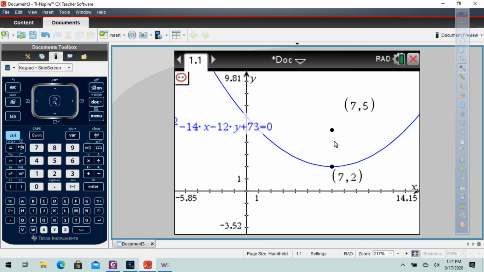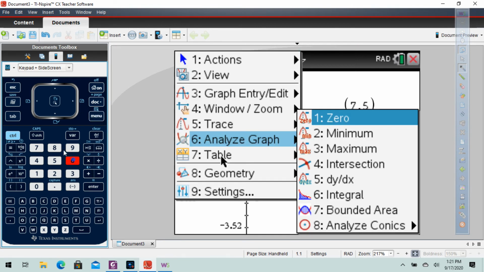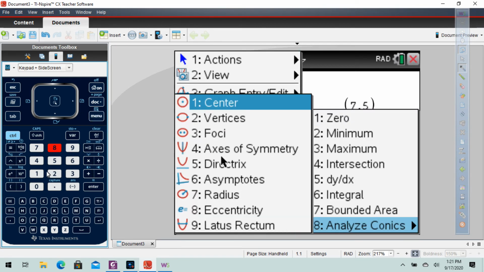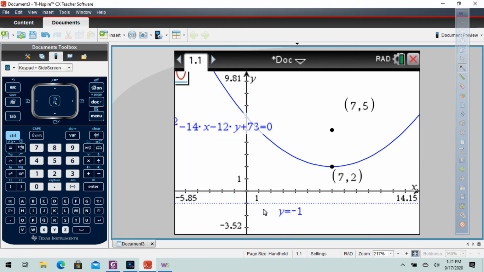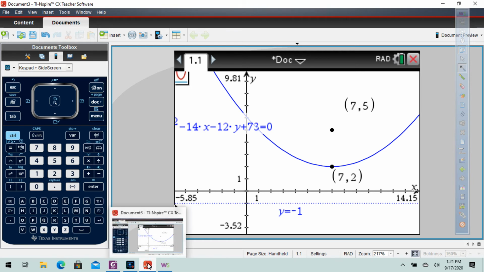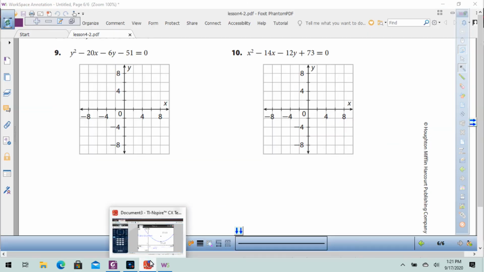Okay, notice the difference between that. That's 3 units. 5 minus 2 is 3. And then menu, 6, 8, and 5 for the directrix. That's down there. So let's go where we got. We have a vertex of 7, 2.